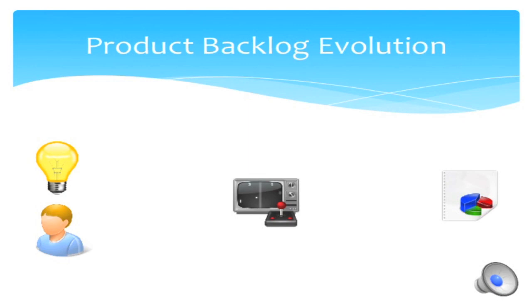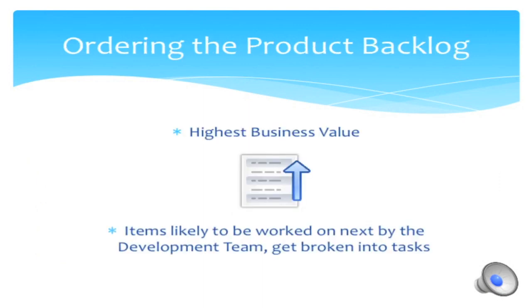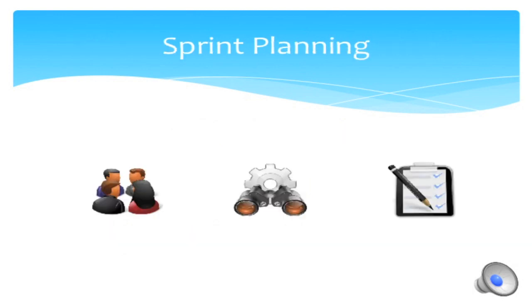Having produced the product backlog, the product owner will now order the items in it. The items at the top of the list have the most business value and are the ones that the development team will be asked to work on first. These items are examined in greater detail and broken down into tasks. Once done, we start work and hold our first prescribed Scrum meeting, the Sprint Planning Meeting.